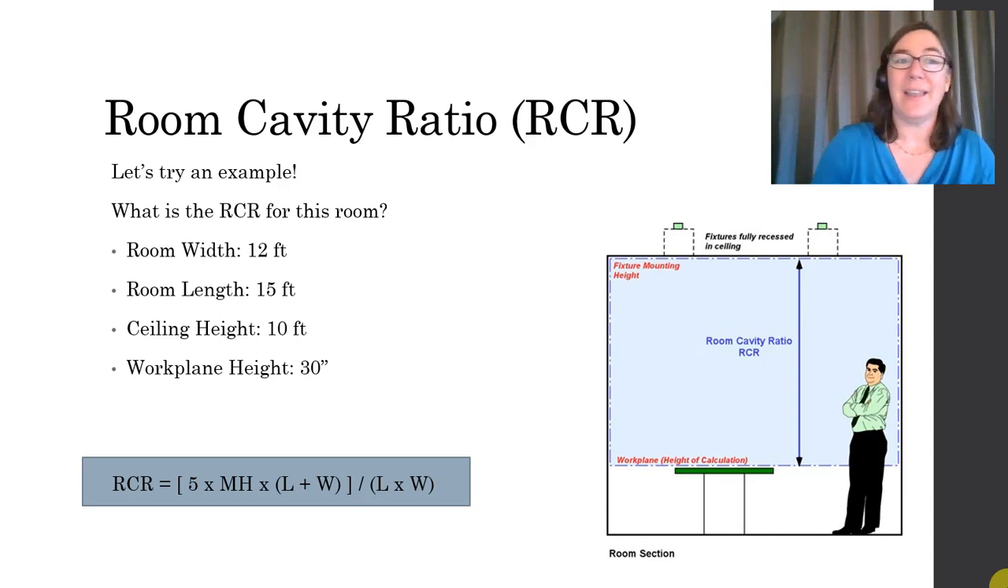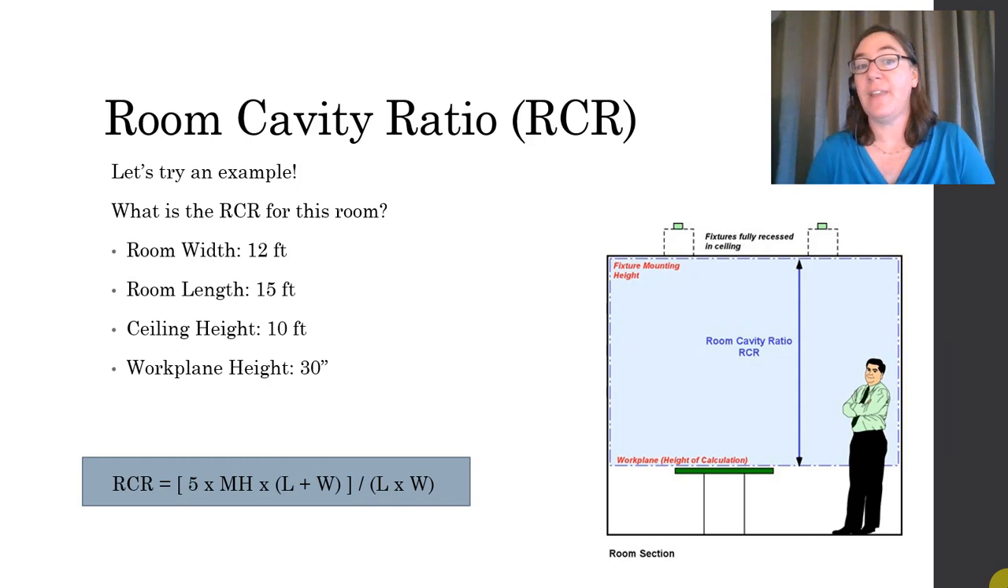So let's try a calculation example. Go ahead and pull out your calculator and your pencil and figure out what is the room cavity ratio for this room. The width is 12 feet and the length is 15 feet. The ceiling height is 10 feet and our work plane height is 30 inches. Pause the video and see if you can come up with an answer.